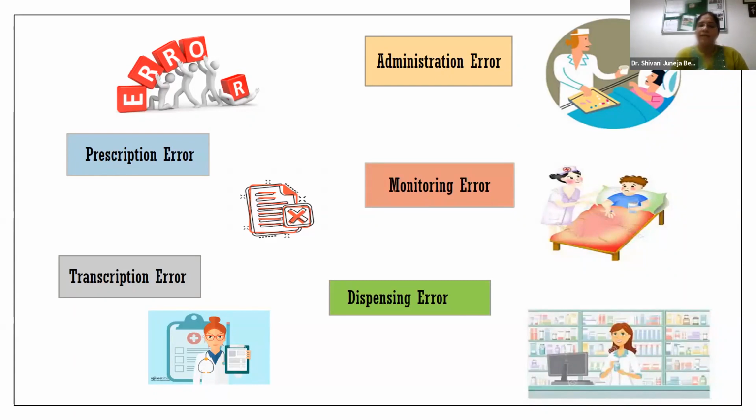The dispensing error basically starts from the inpatient pharmacy, where the wrong drug, dose or formulation can be dispensed. So the pharmacist in dispensing must have a sound knowledge of the drugs, their formulations, strengths and combinations, because substitutes can also be given sometimes, but this can be avoided only if there is sound knowledge about the drugs at the time of dispensing. So this was about the different types of error.